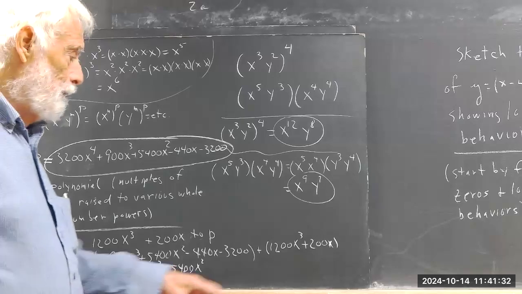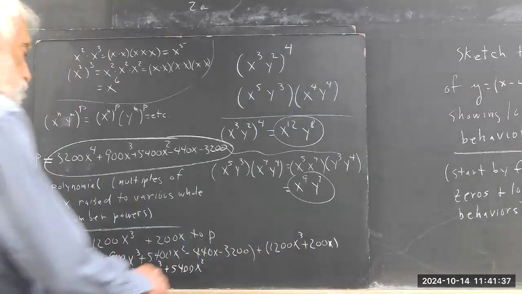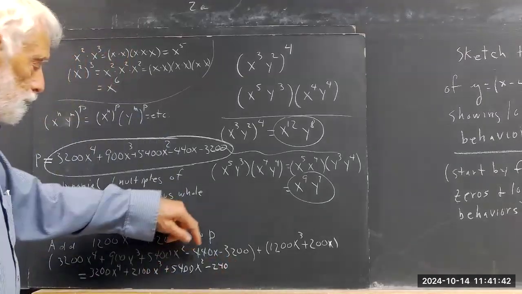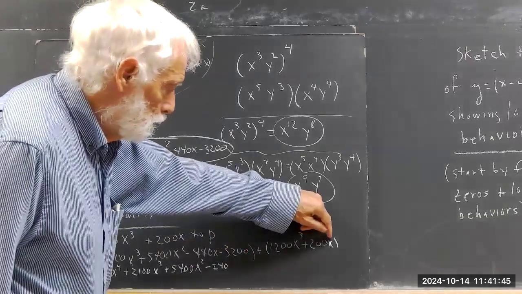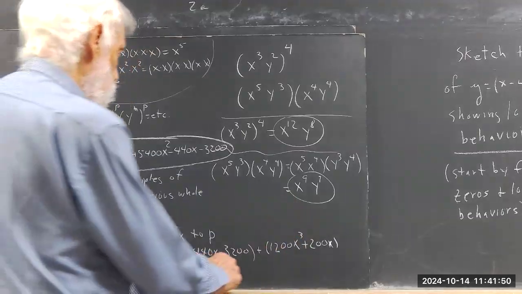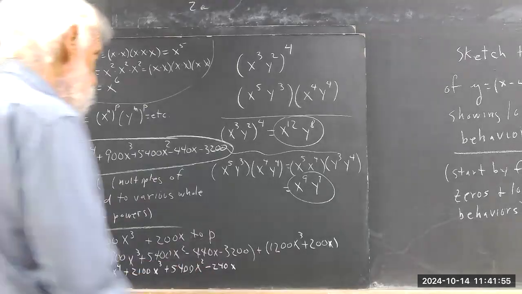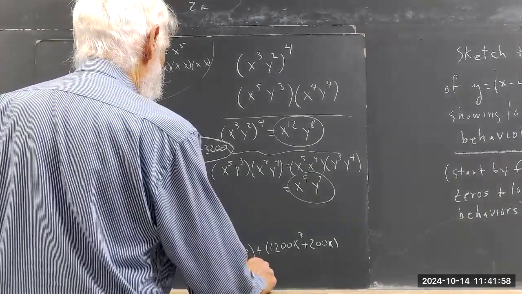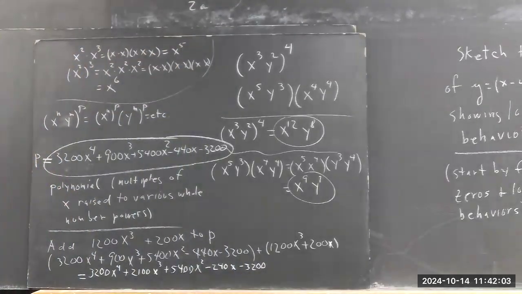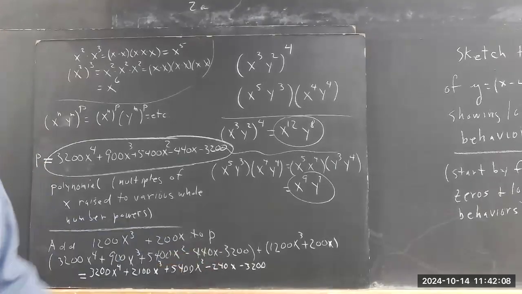And then we've got minus 440x and plus 200x. Well, you've got 200 of them, you take away 440 of them, you're going to have negative 240 of them. Whatever number x is, this is 440 times that number, this is 200 times that number. So if you add these two numbers, you're going to get negative 240 times that number x. And then you have negative 3200.